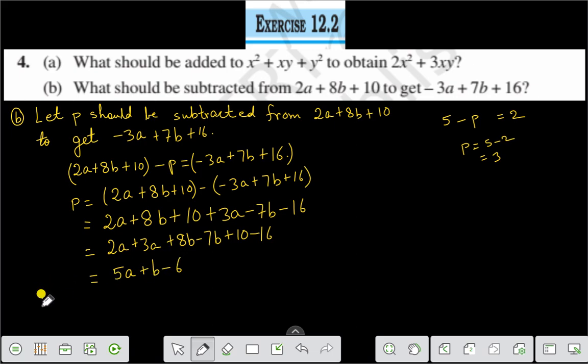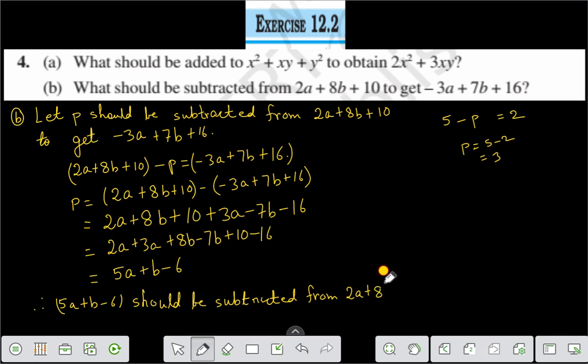Therefore, the answer is 5a plus b minus 6 should be subtracted from 2a plus 8b plus 10 to get minus 3a plus 7b plus 16.